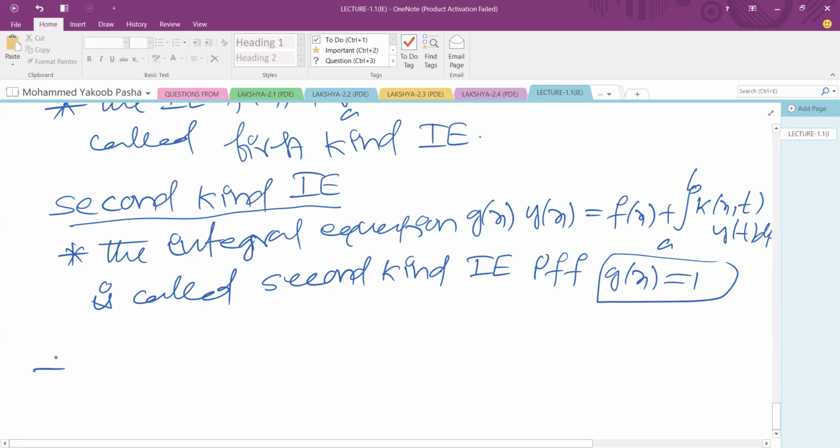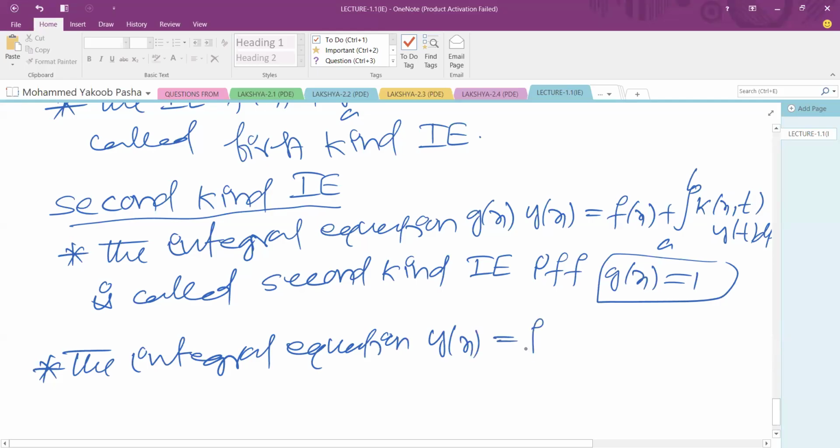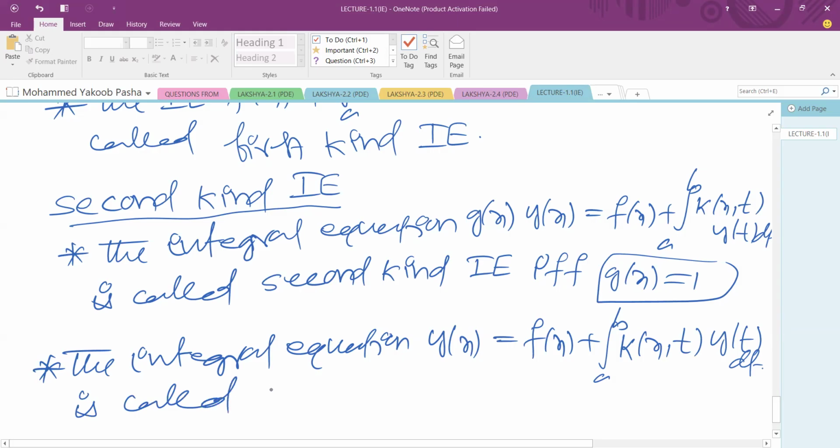What is the form of the integral equation? g of x is 1 means the left side will be y of x only, which is equal to f of x plus integral a to b k of x comma t into y of t into dt. This integral equation is called a second kind integral equation.